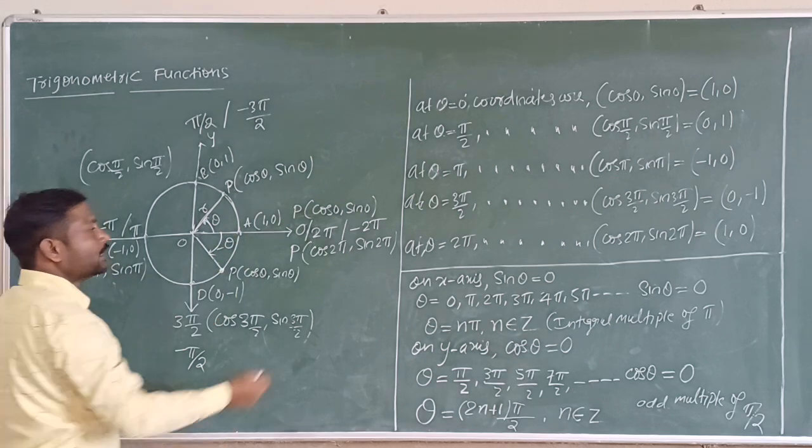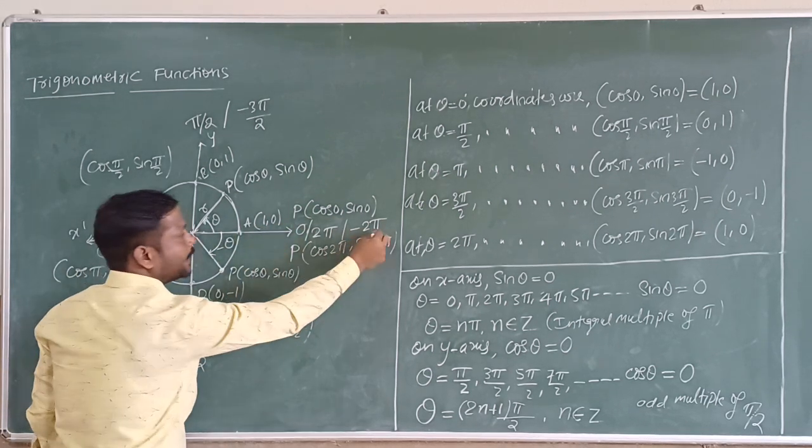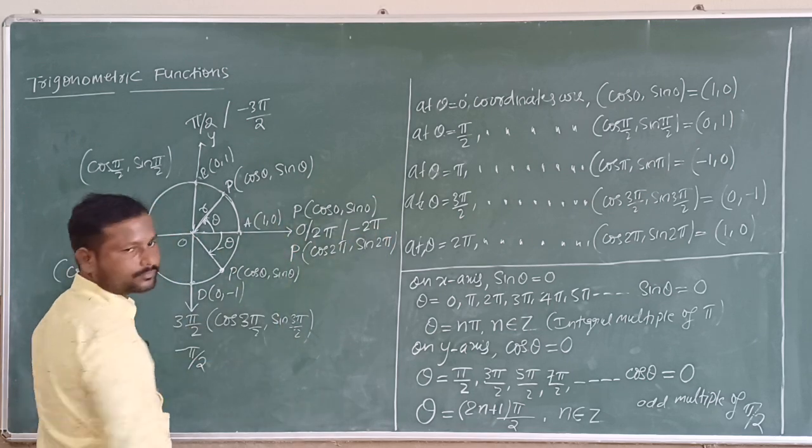Then what are the values here? Cos of minus 2 pi is 1. Sin of minus 2 pi is 0.